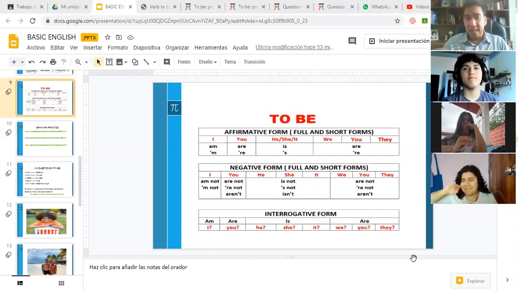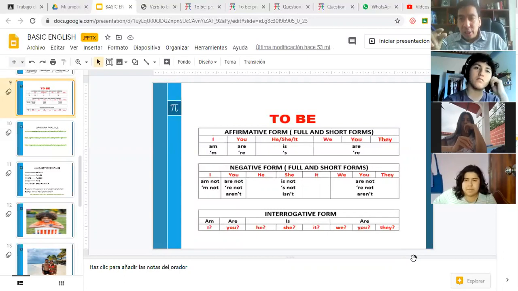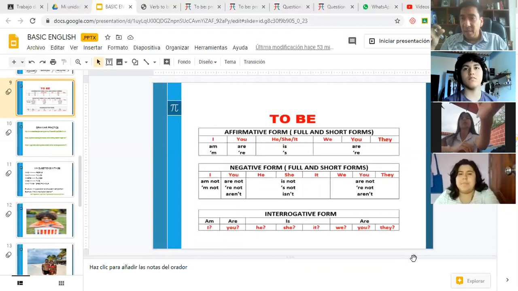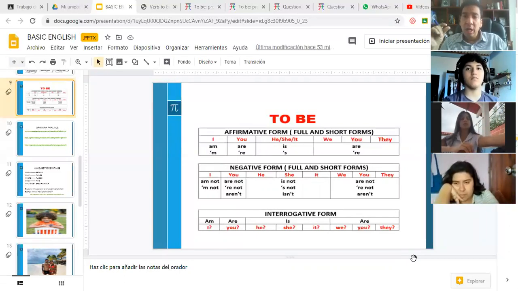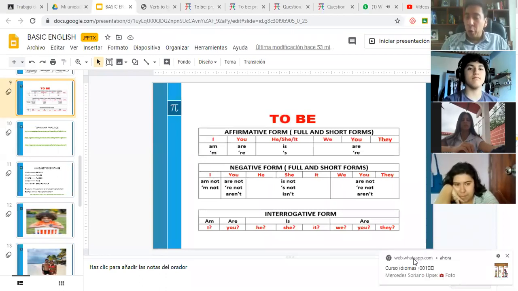Then we study the negative form, and I said that you only add the word not after the verb, okay? If you want to make negative statements, you only add the word not after the verb, okay? So I am not, he is not, you are not, she is not, it is not, we are not, you are not, and they are not. Simple like that, right? You only add the word not, okay?